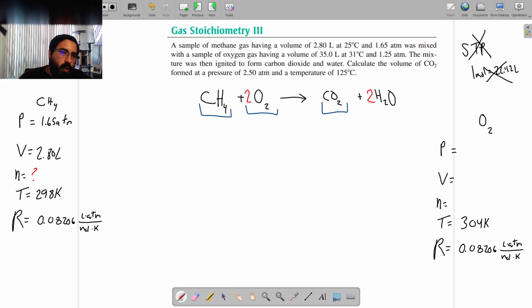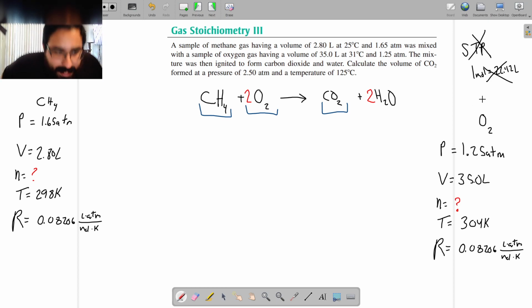The number of moles, once again, is not given to us because they want to be jerks. They could have just given it to us. The volume, 35.0 liters. And then the pressure, 1.25 atm. So they gave us everything but the moles.